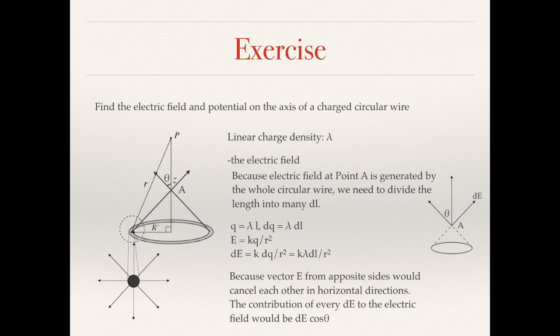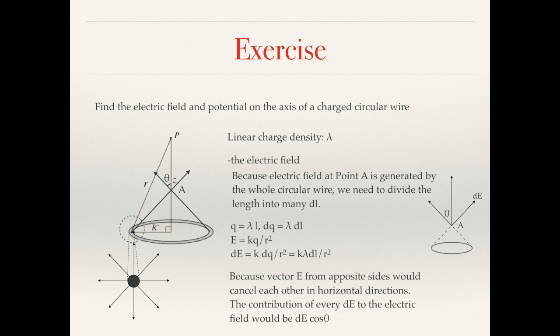Because the electric field at point A, which is on the axis, is generated by the whole circular wire, we need to divide the length into many small dLs. Because Q is equal to lambda times L, dQ is lambda times dL. The electric field is equal to KQ over R squared, so dE is equal to K dQ over R squared, which is K lambda dL over R squared. This is just some numerical transformations.